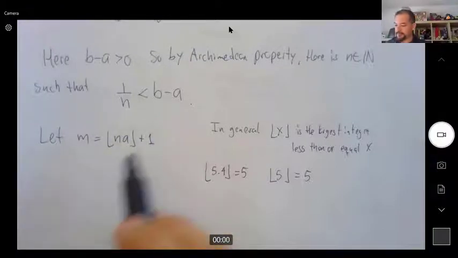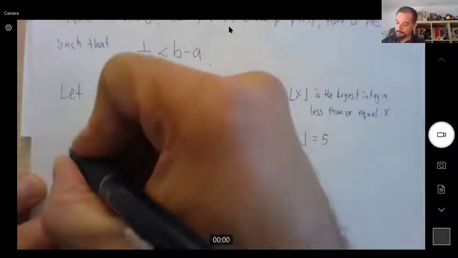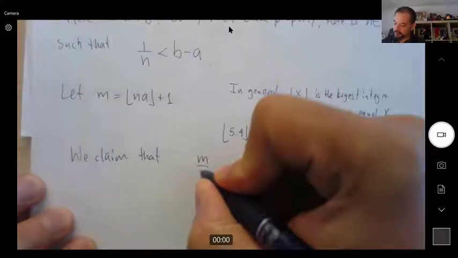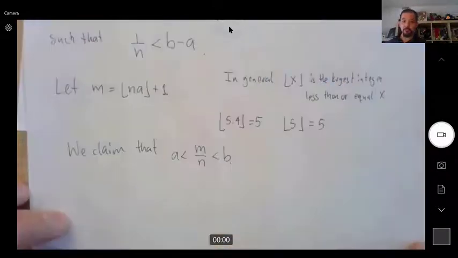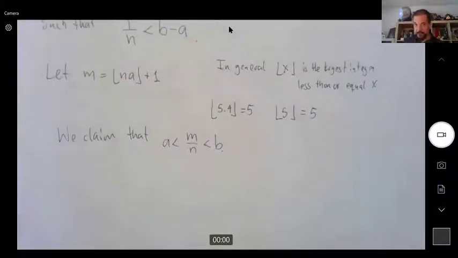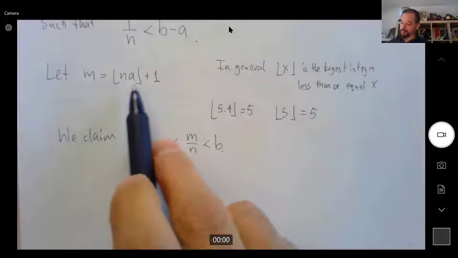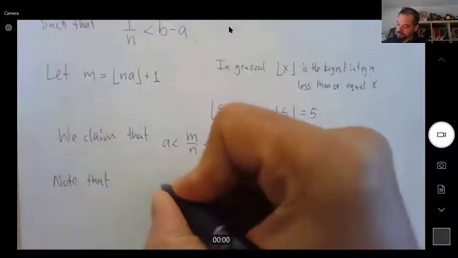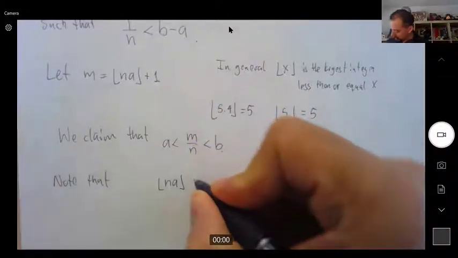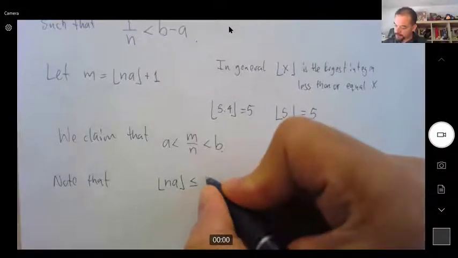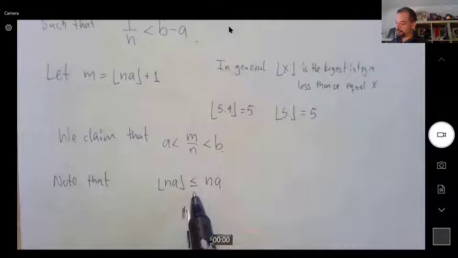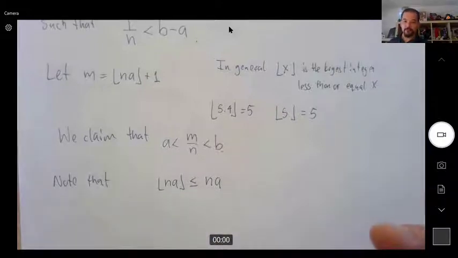And we claim that this is the number that works. So we claim that m over n is between a and b. Now let's explain why. The first part is kind of easy because, note that, the integer part is for sure by definition smaller than or equal to n times a. It's the greatest integer you can pick that is smaller than or equal to na, just by the definition.